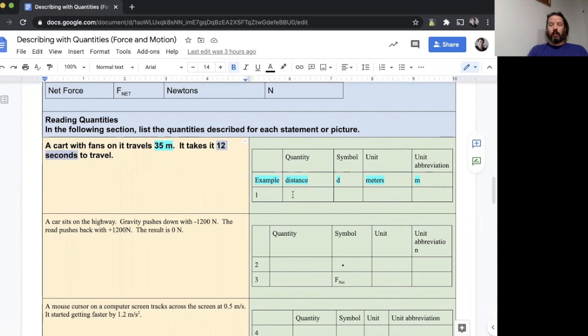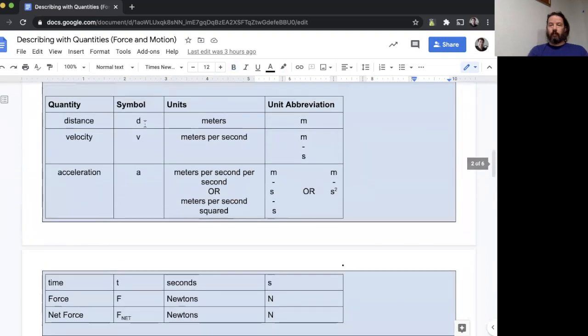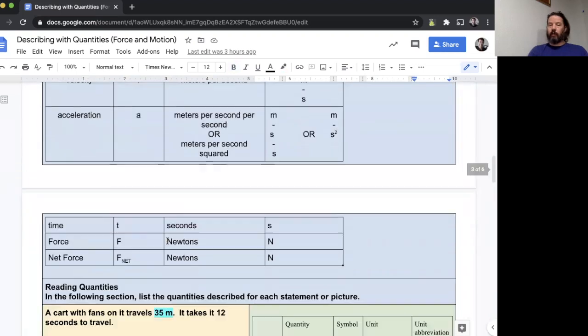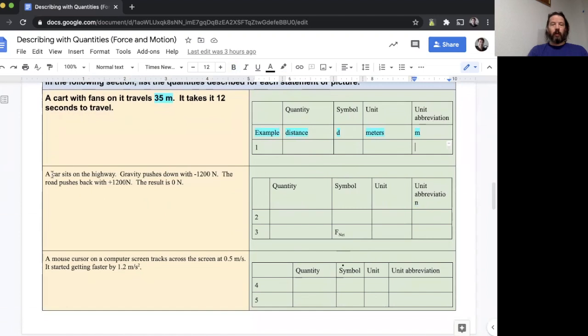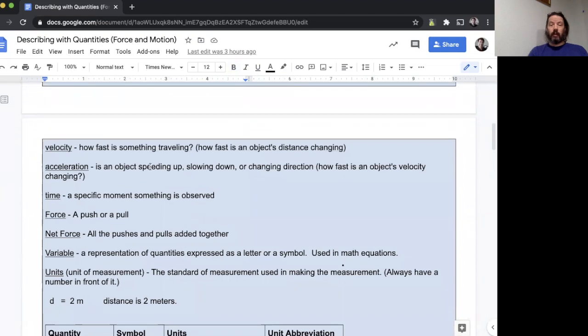There's the other measurement. So what you would do is right here, type what that quantity is, what's its symbol, what's its unit, what's its abbreviation. And all of that is right up here for you to look at. Okay. So you're going to do that with each one of these. Now, some of these are going to require you to think, what is it really asking me? So you may have to go up to the definition and go, oh, that's not just a force, it's a net force.